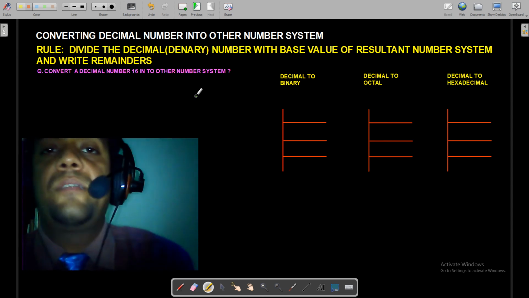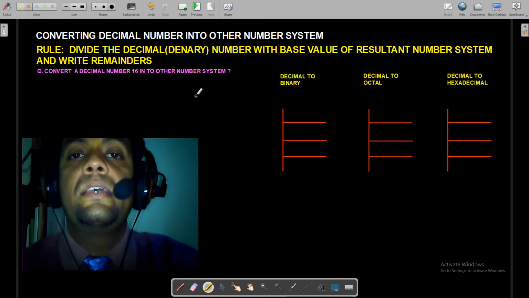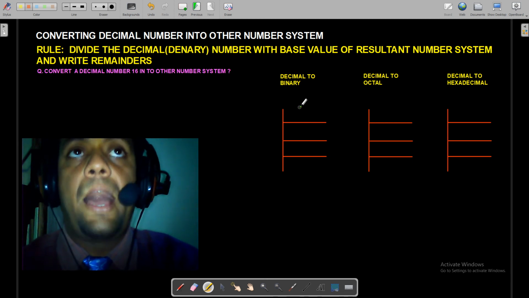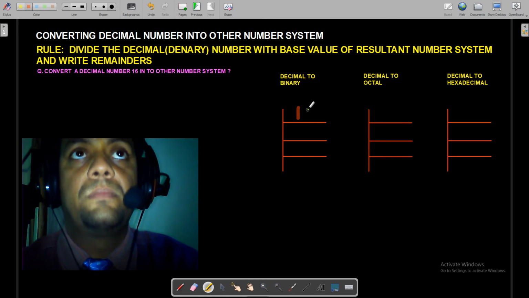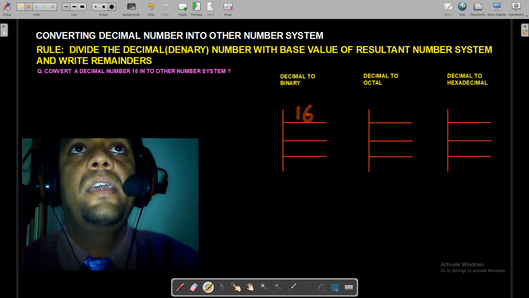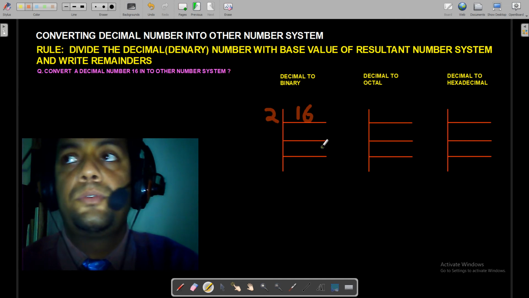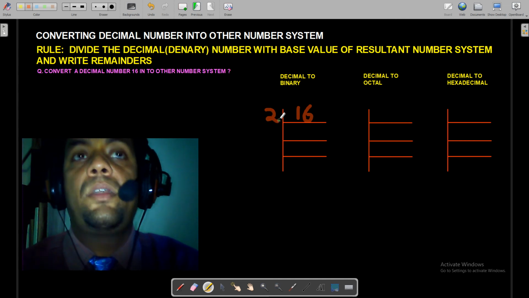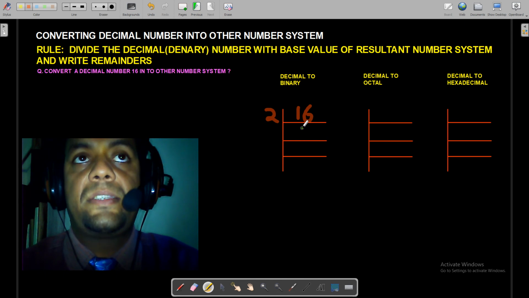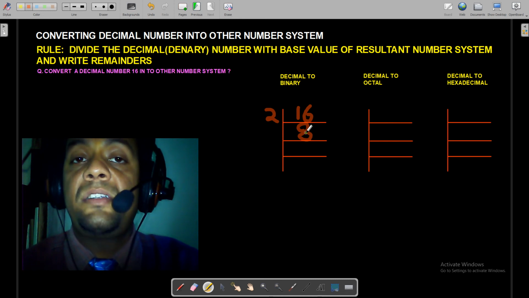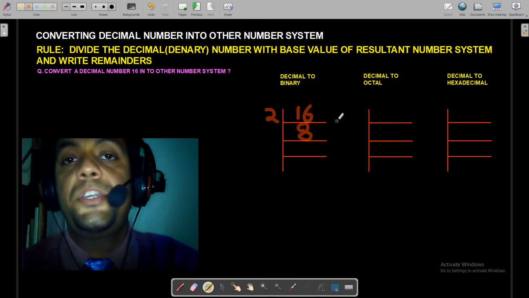So first I am converting 16 into the binary number system. Look at the screen. I am writing my number 16 here, and the base value of binary is 2. So I will try to divide it by 2. We know in the table of 2, 2 8s are 16. The quotient is always written on the bottom. And what is the remainder? 2 8s are 16, 0 is the remainder.